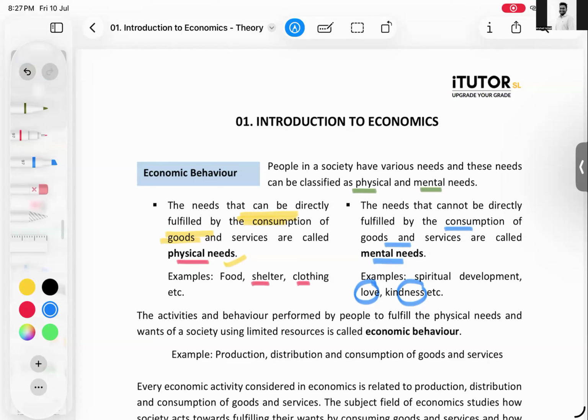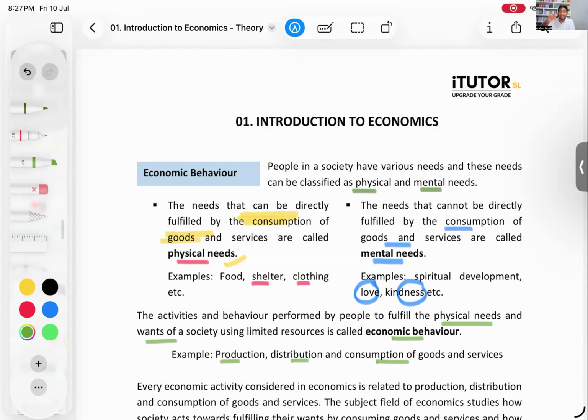Right. So in econ, we focus on how people fulfill their physical needs and wants. So here in my note, I am saying the activities and behavior performed by people to fulfill physical needs and wants of a society using limited resources, we'll talk about those words later, is called economic behavior. So examples, producing goods, distributing goods, consuming goods are all a part of economic behavior. Don't worry about specific words right now. Just understand the big story, because the entire unit, we will go into these in detail.